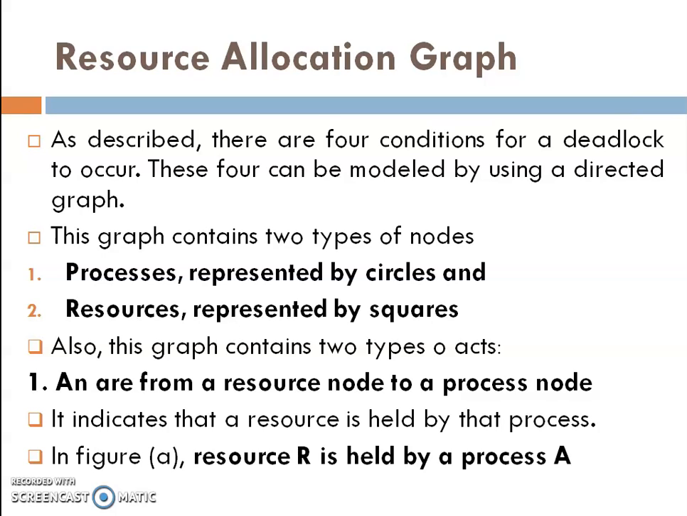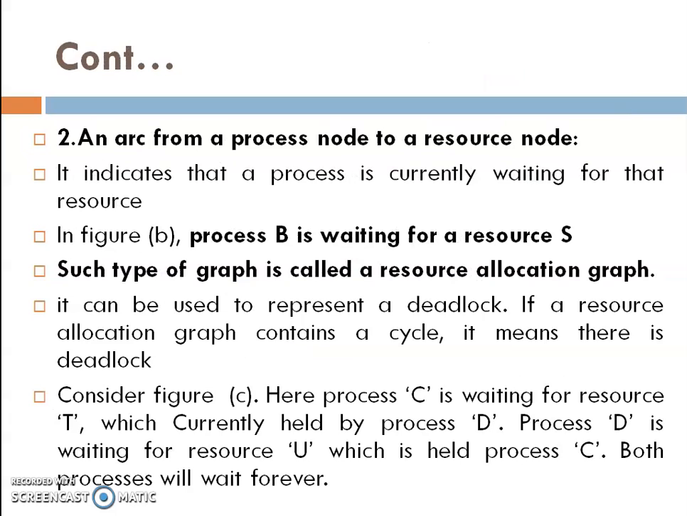First, an arc from a resource node to a process node. It indicates that a resource is held by that process. In figure A, resource R is held by process A. Then second, an arc from a process node to a resource node. It indicates the process is currently waiting for that resource. Then figure B. Process B is waiting for resource S.